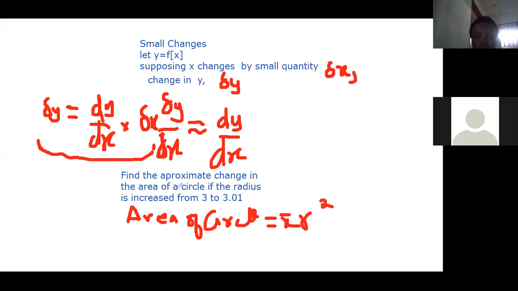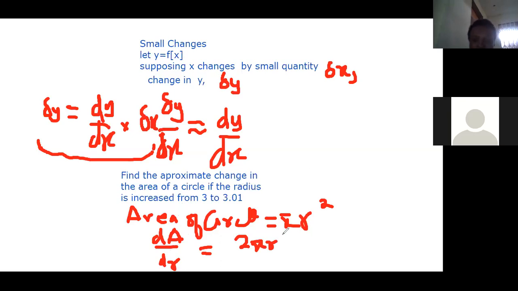Now, here we are talking about change in radius, so that means you are going to differentiate area with respect to radius. Have I made myself clear? So this will be dA over dr. When I differentiate it, what am I going to get? 2 pi r. Yes.